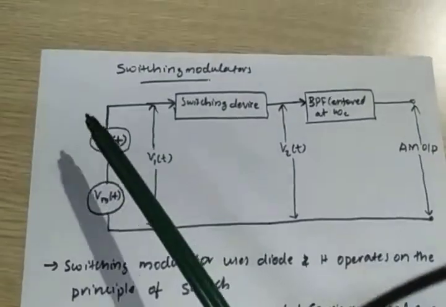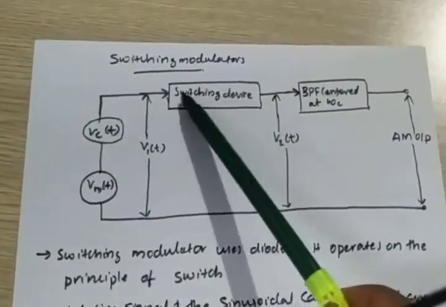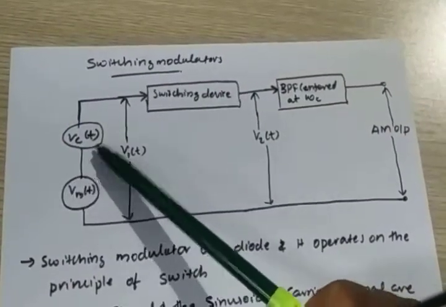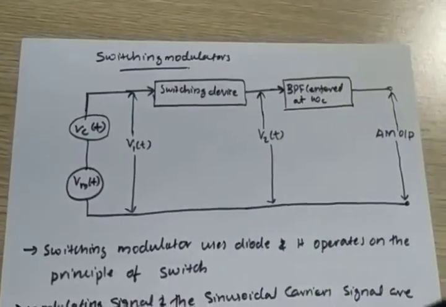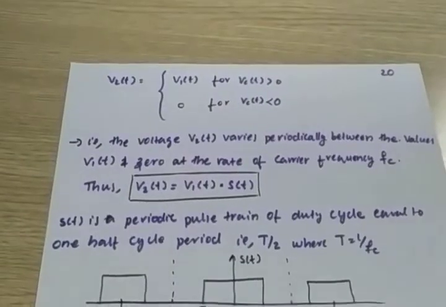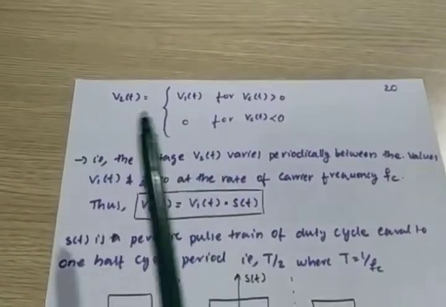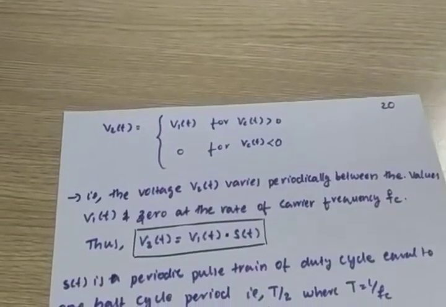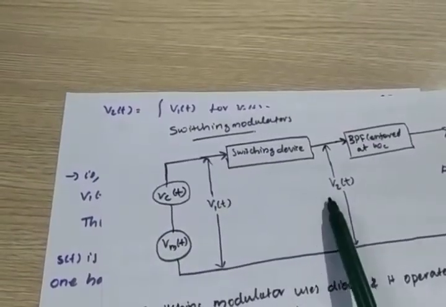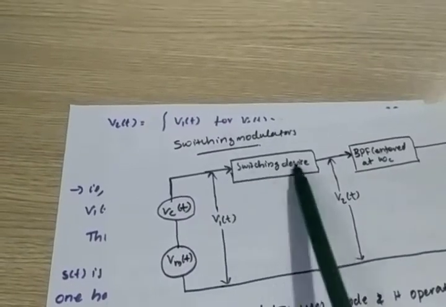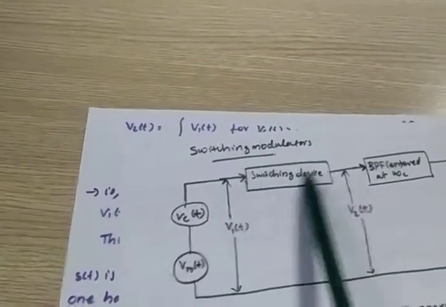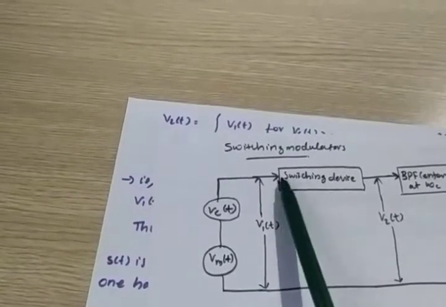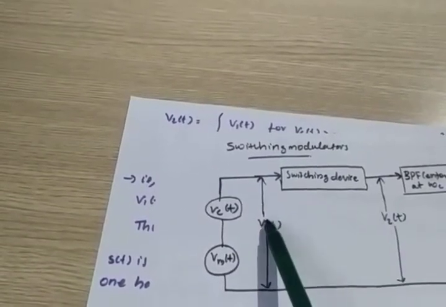So the thing is, during the positive half cycle of the carrier, the switch is on and it will conduct. During the negative half cycle, the switch is off and it will not conduct. This is the idea. Now this is the output. V2 of T equals V1 of T. See, look here: V2 of T equals V1 of T when the switch is closed. When the switch is closed, it is a closed switch, that means there is a connection. So V2 of T equals V1 of T.